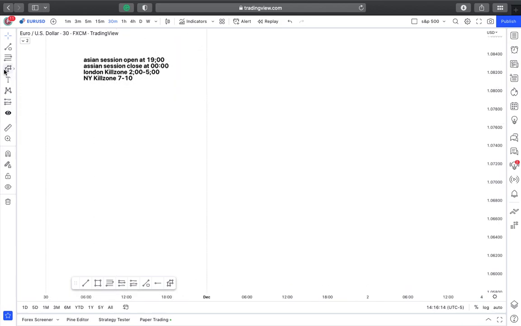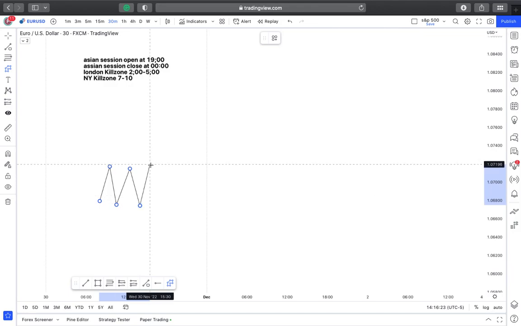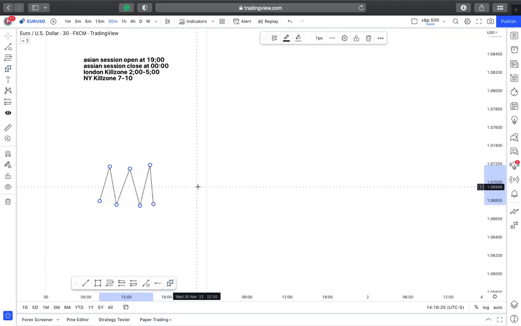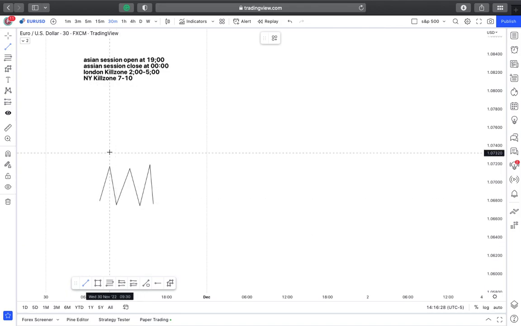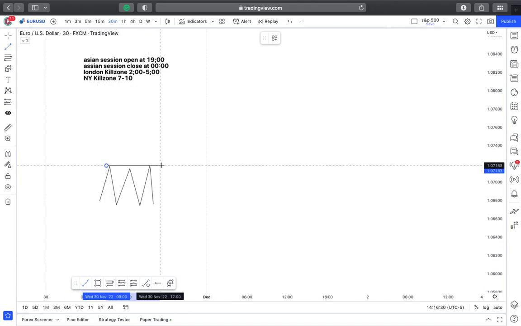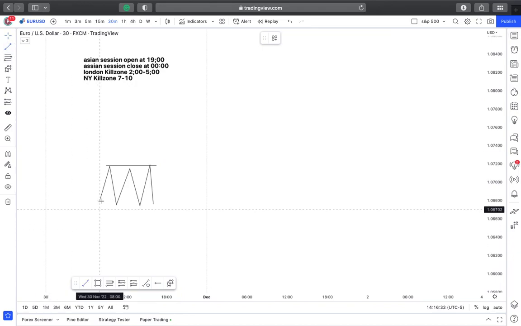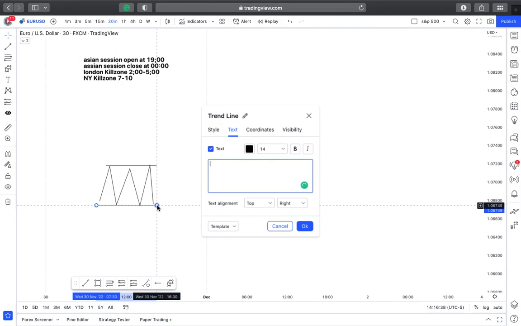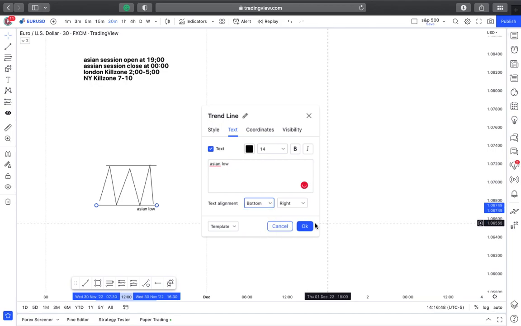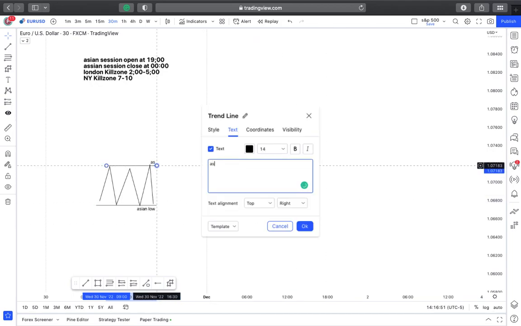Okay, so for the daily cycle, let me show you something. Let's say you have an Asian session, which usually opens at 19:00 till midnight, 00:00. The Asian session usually comes with a range in the market. The Asian session is also known as liquidity. So this is your Asian low, and this is your Asian high.